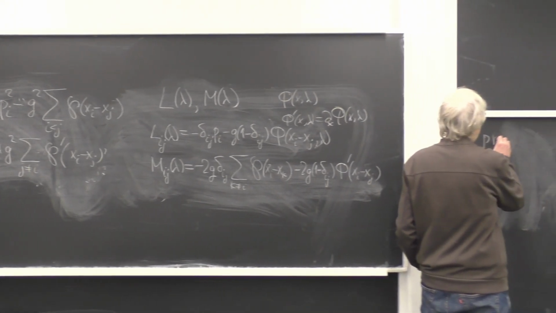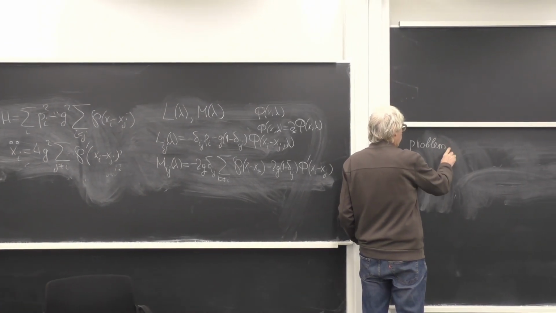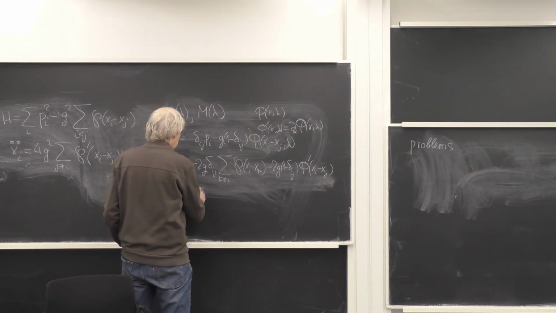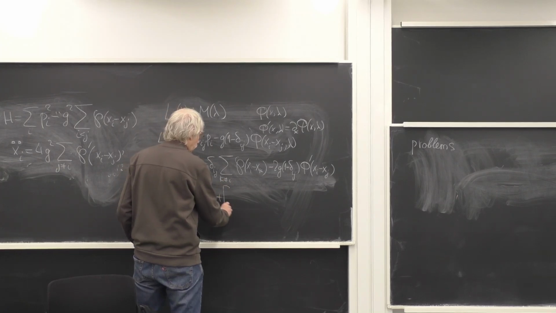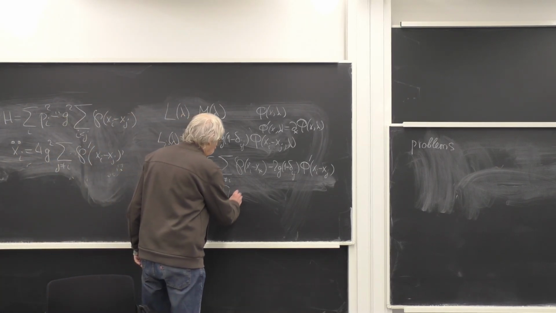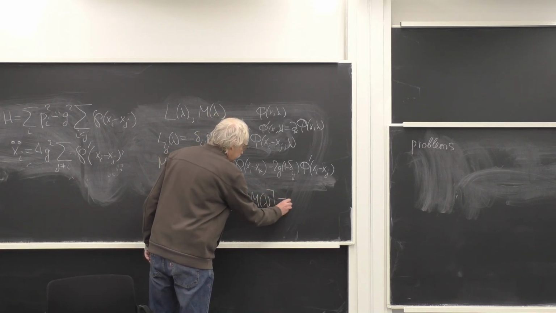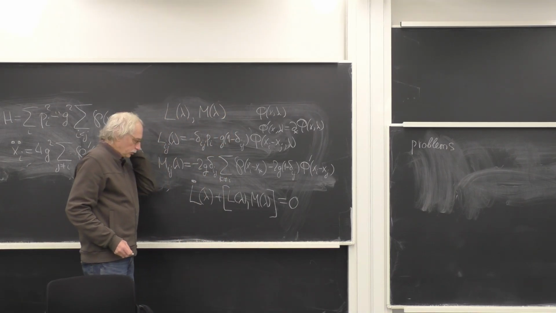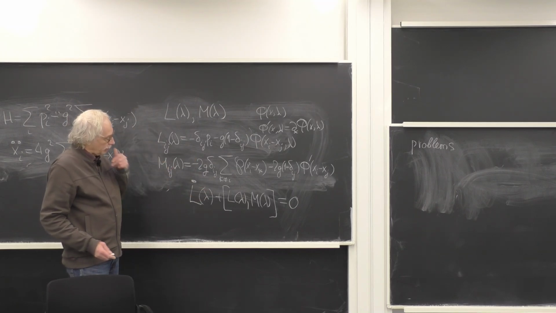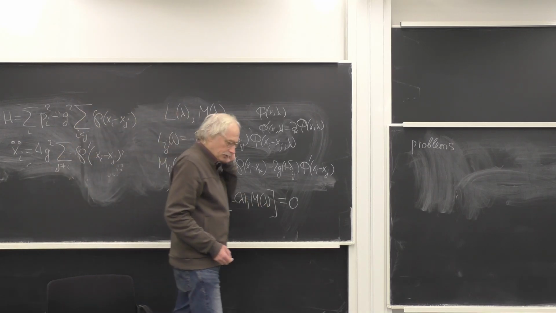Problem. Even two problems. So we have the Lax equation. And the first problem is to prove that the equations of motion are equivalent to this Lax equation, which is valid for any lambda.